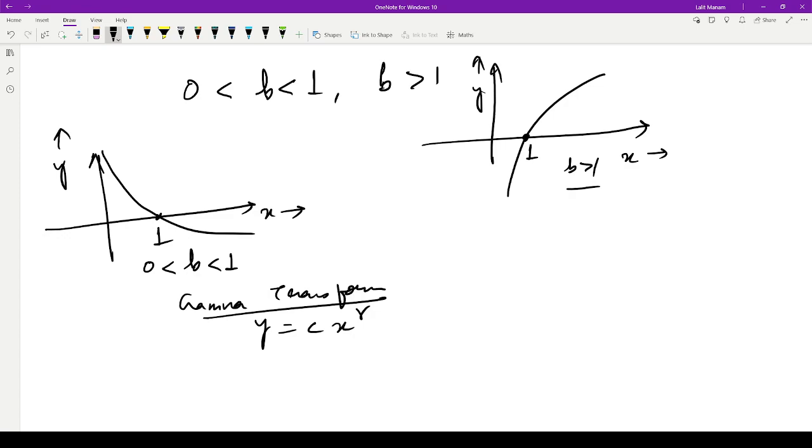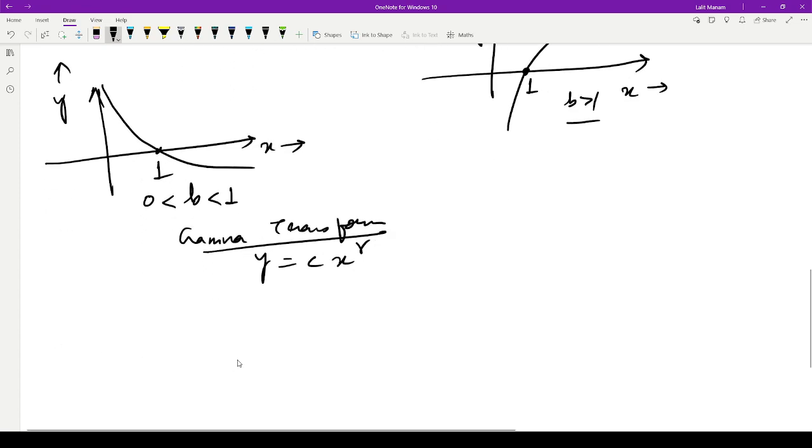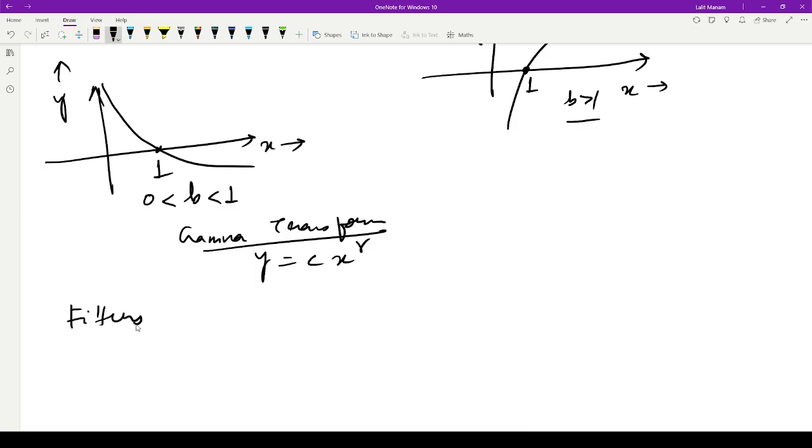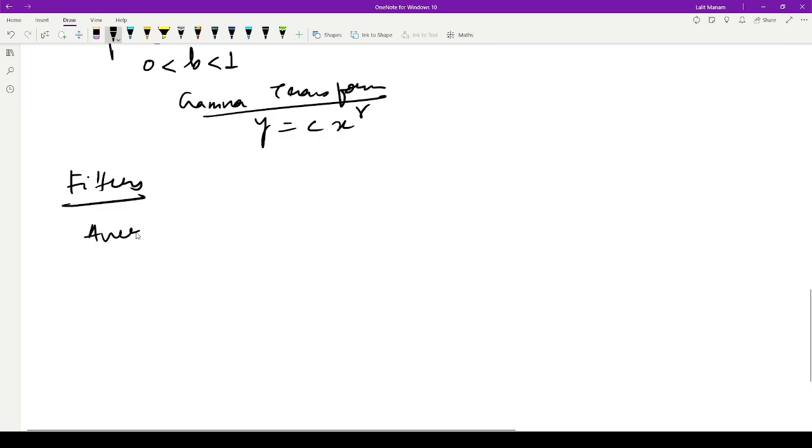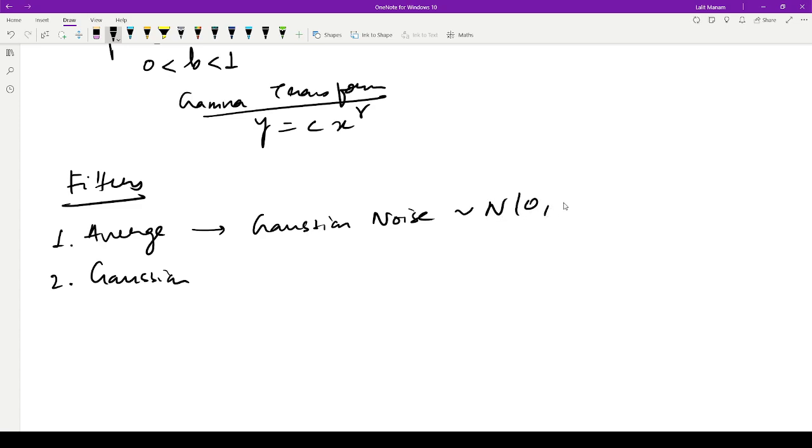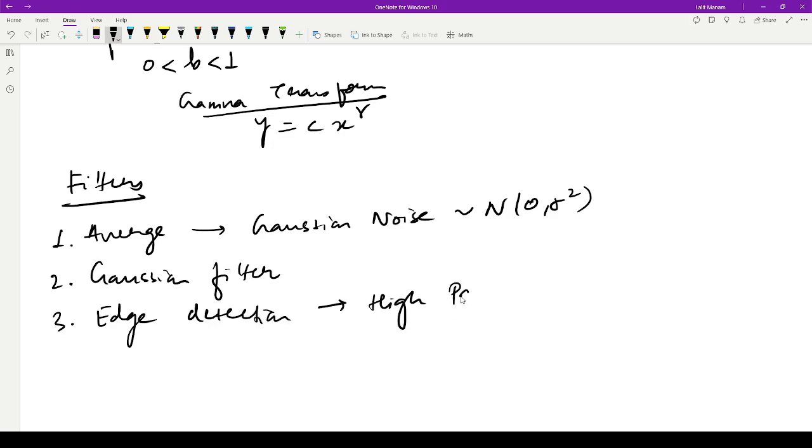When do you use median filter? Salt and pepper noise. Okay. For filters, what we did is the average filter, which is mostly for Gaussian noise, meaning Gaussian noise with zero mean and fixed variance for all the pixels. Again, Gaussian filter, you can also use it. The third one was edge detection, which is a high pass filter. And the last one that we checked now is median filter. Someone said salt and pepper noise.